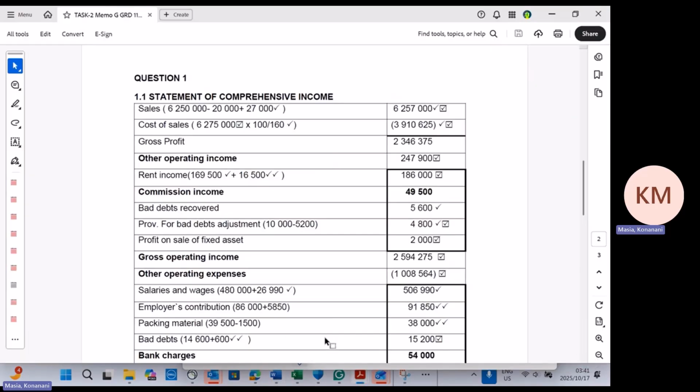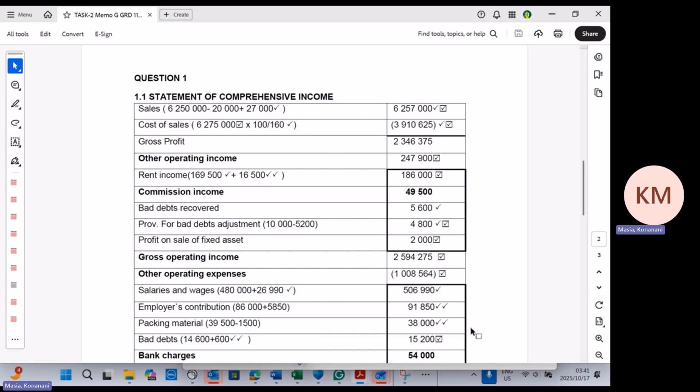Then in answering this question, what was important, if you can recap, is to also understand the structure. Remember, I said earlier, the structure is sales minus cost of sales, gross profit, and you consider all other operating income, and also you don't forget things like bad debts recovered, also all the profit that can be there. And as long as you understand the line items of the income statement, things like salaries, employer contribution, bad debts, all the expenses also must come into here to determine your net profit for the year.